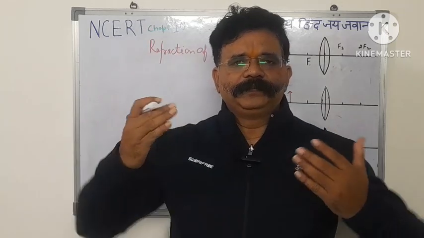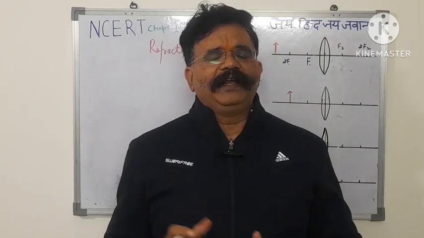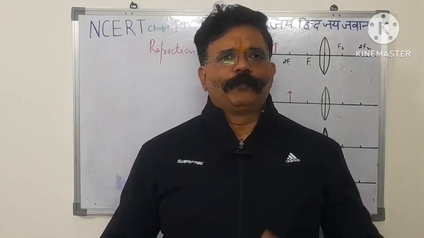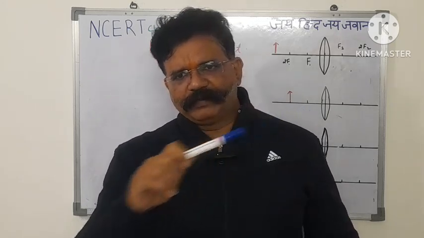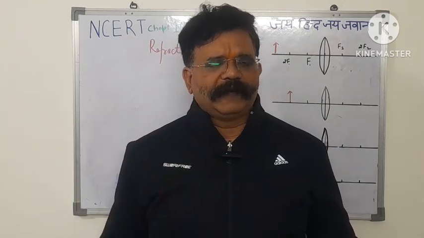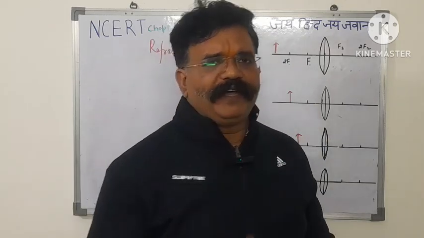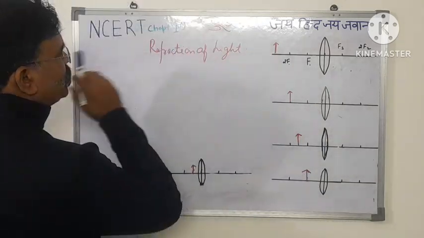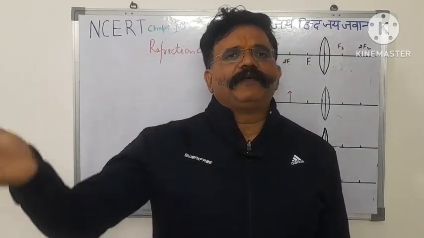In the previous classes, we have seen light has a few properties. It travels in a straight line, it follows the rules of reflection, it follows refraction. So we will study this chapter part by part. Today we are going to study refraction of light. After that we will see the reflection of light.